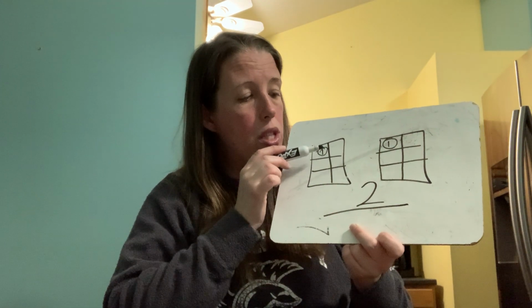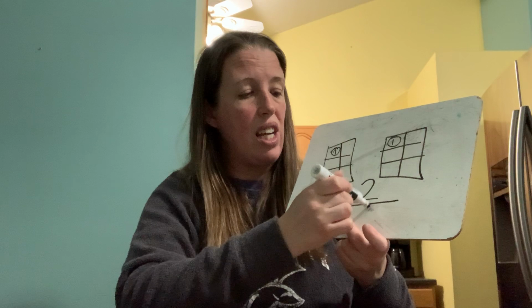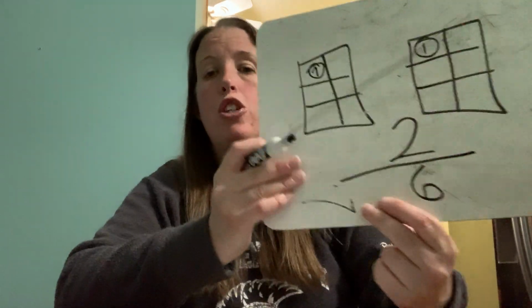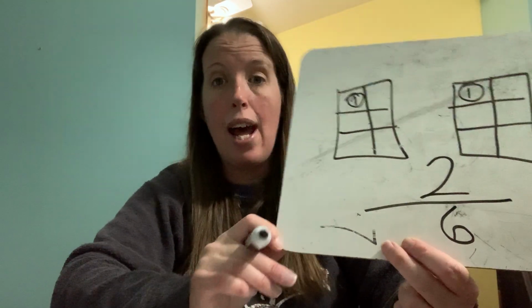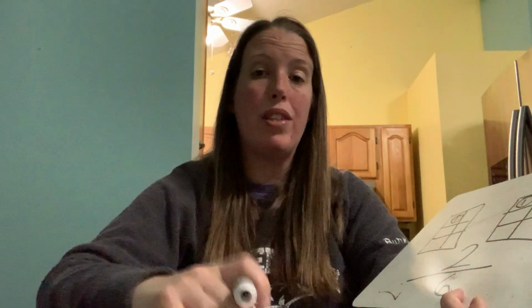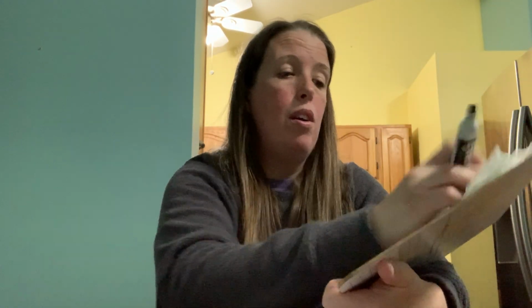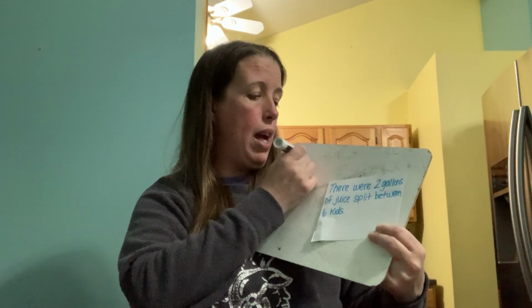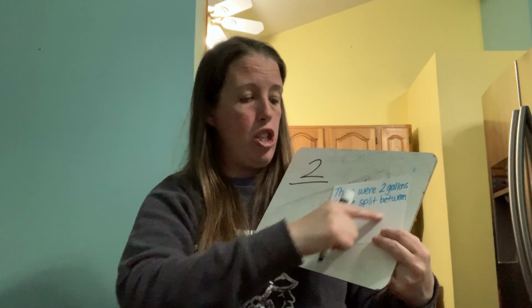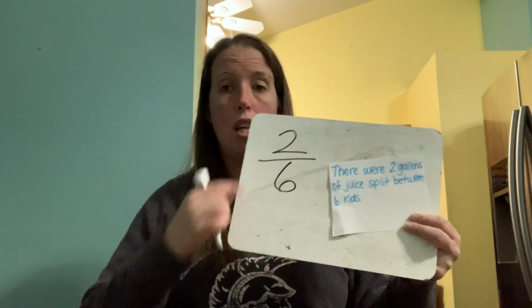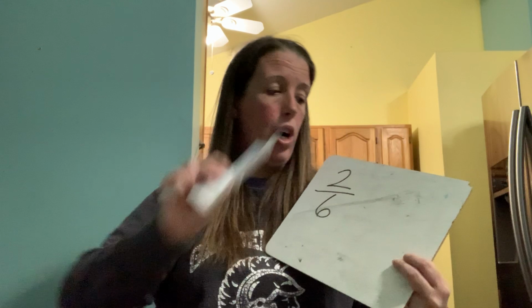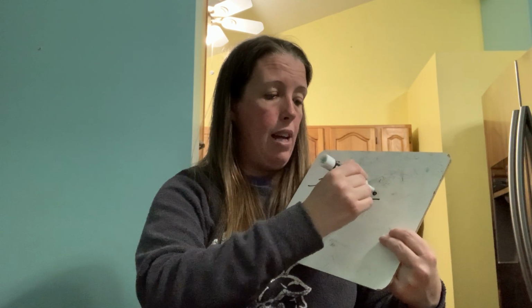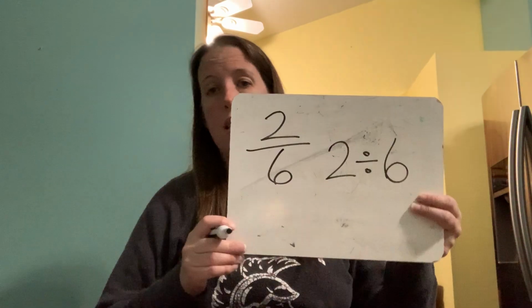How big are those parts? 1, 2, 3, 4, 5, 6. There's 6. So they will each get 2/6 of a gallon. I could have done this without the model by thinking of that very easy saying: what is divided by who? So what am I sharing here? 2 gallons of juice. Who am I sharing it with? 6 kids. 2 divided by 6. Or 2 gallons are being divided by 6 kids.